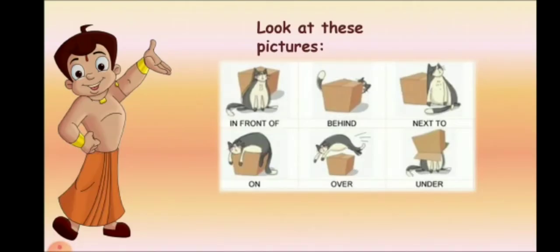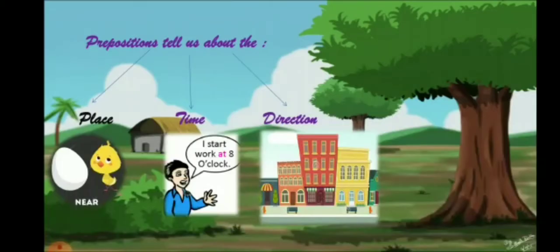Now look at this picture. The cat is in front of the box, behind the box, next to the box, on the box, over the box and under the box. So all these are prepositions.